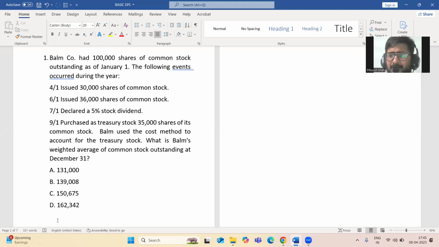4-1 means, in US accounting, month is written first. Indian students, you can consider it 1st of April. So on 1st of April, they issued 30,000 shares of common stock. On 6-1, again 1st of June, they issued 36,000 shares of common stock in the market. On 1st of July, 7-1, because month is written first, it's month, date, and year in the US format, they declared a 5% stock dividend.